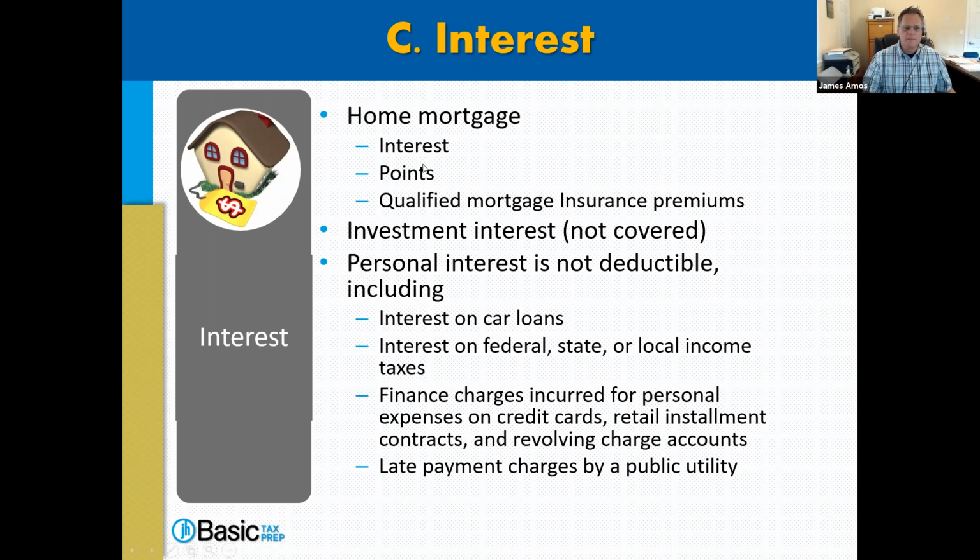Home mortgage interest is the main thing we're talking about. Interest and points, those are prepaid interest. It's just the amount you pay basically on a loan ahead of time as part of the loan. And then there's qualified mortgage insurance premiums. Most people don't really understand what mortgage insurance is. When you buy property, you're supposed to put down at least 20% cash down. So if you're buying a $100,000 property, how much should you be putting down at a minimum? 30%. Or 22,000.